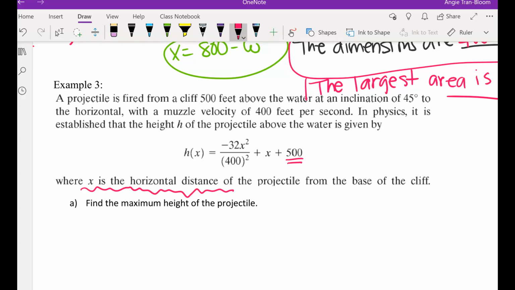Part A, find the maximum height of the projectile. What do we do? Graph it. They gave you the equation, now you graph it. Go to Y1, enter in the equation. If your calculator does not have fractions, make sure this has a bracket or a set of its own parentheses. So let me go help some students on their calculator. Graph it. If you can answer all questions, go ahead without me.